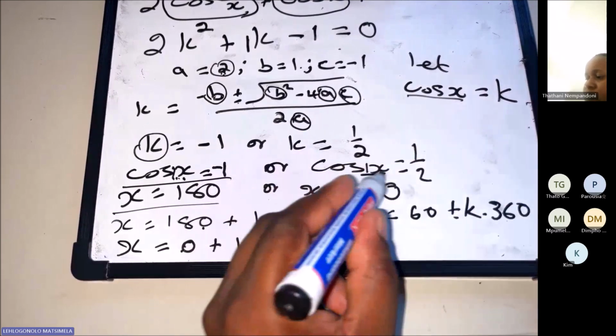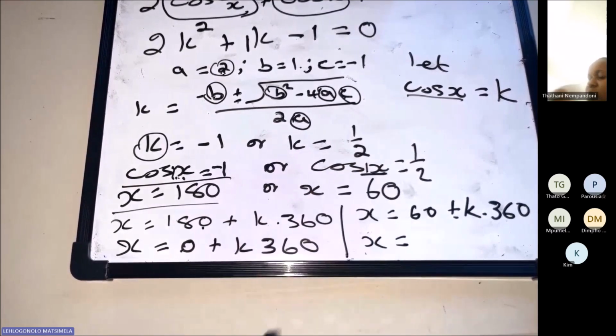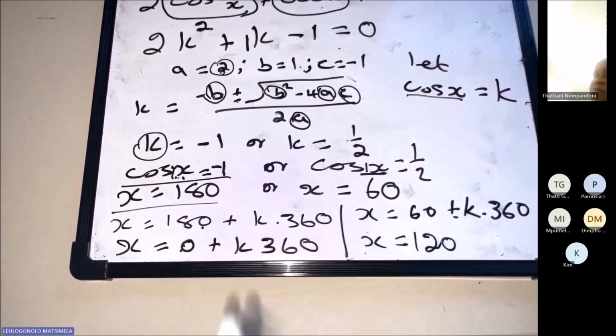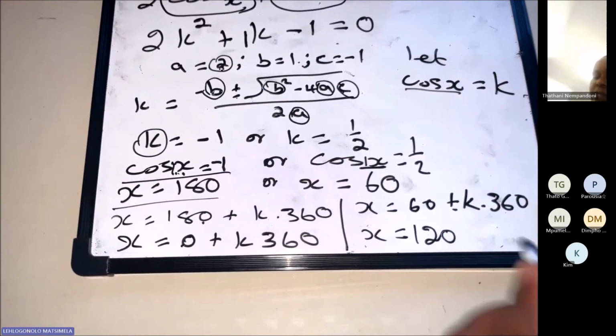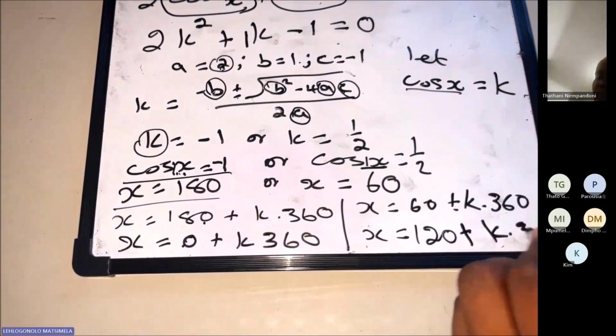Still the coefficient here is 1. And also the second one, which is 120 plus or minus k 360.